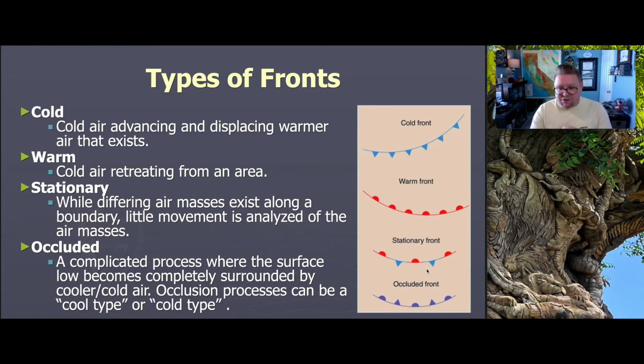And then the last one is an occluded front. It's a complicated process where the surface low becomes completely surrounded by cooler, colder air. The occlusion process can be a cool type or a cold type. In an occluded front, again, you do have a mixture. It's very similar to a stationary front, but in this case the colder part is more dominant, and we designate that as a purple line with the half circle and the triangle as well.